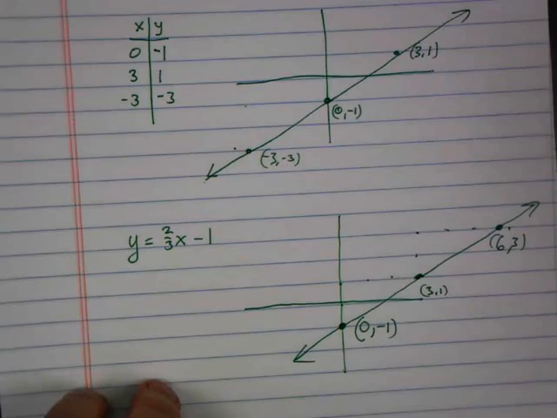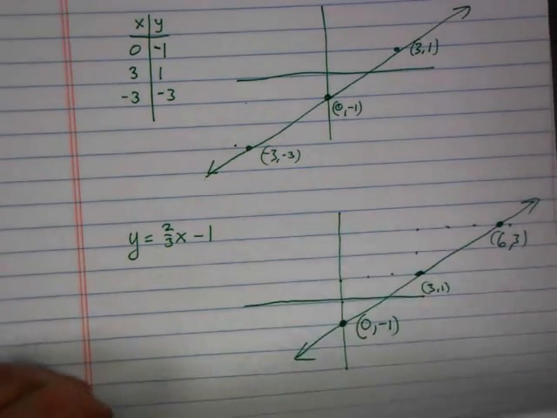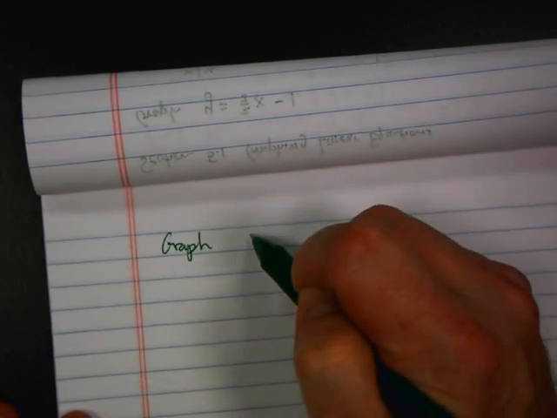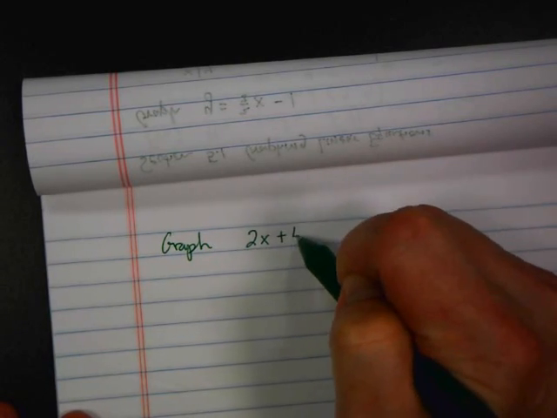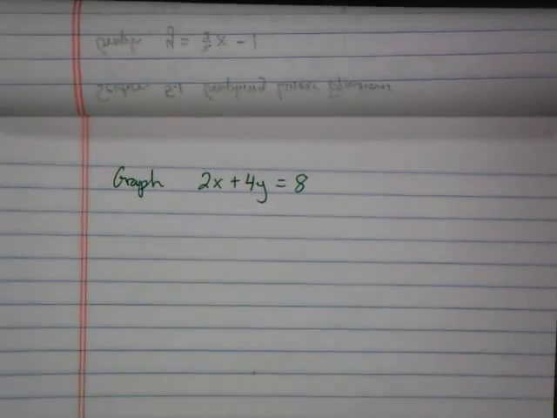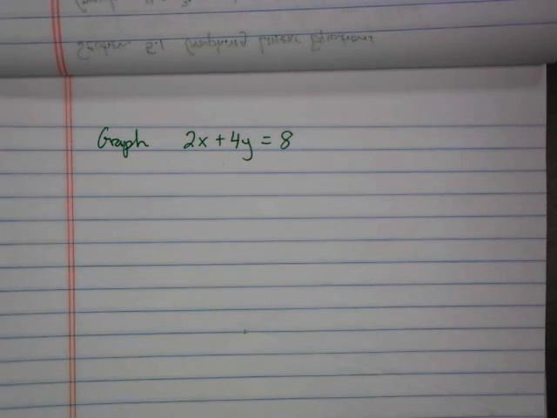Okay, so here's what's going to be different today. I might ask you, graph 2x plus 4y equals 8. What's the issue? It's not set up as a regular slope equation. It's not set up the way we like it. We like it when we have y equals and then some stuff on the other side. So what would you do?